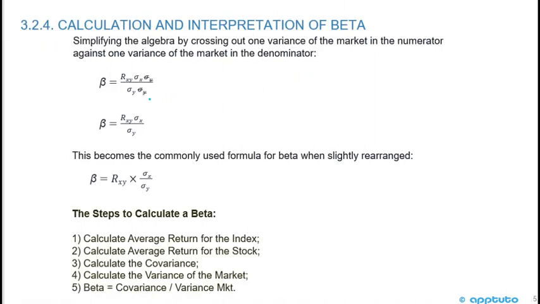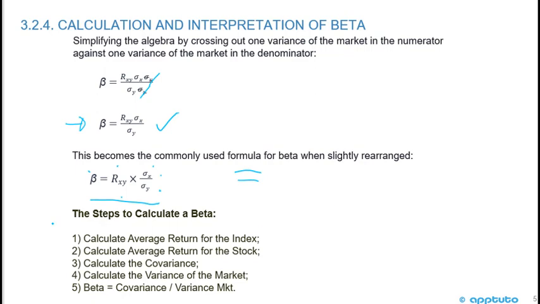So as I mentioned just on the previous slide, we can simplify the algebra by crossing out one variance of the market in the numerator against one variance of the market in the denominator, okay? So now we have the beta equals the correlation between X and Y times the standard deviation of X divided by the standard deviation of Y. But the way that we more commonly see that formula written when we see it in the textbook is just slightly rearranged. We see the beta equals the correlation times the standard deviation of X divided by the standard deviation of Y. Now this is important because CFA Level 1, very typical question. You can see here we have 1, 2, 3, 4 variables. Given 3 variables, calculate the fourth.